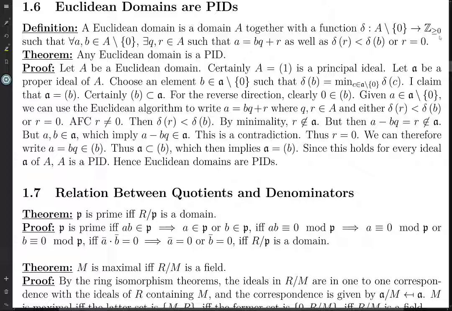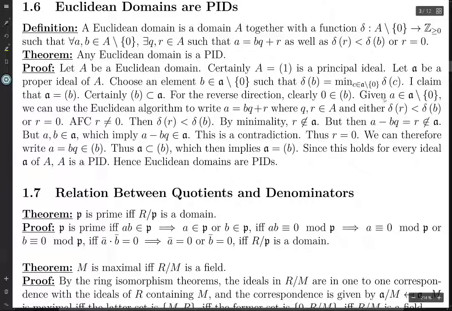Anyways, so I claim that A is generated by the element B. Certainly, this generated ideal is contained in A, since B is in A. Now, for the reverse inclusion, we want to prove that A is contained in the ideal generated by B. The first thing, 0 is in A, and that's obviously going to be in the ideal generated by B.